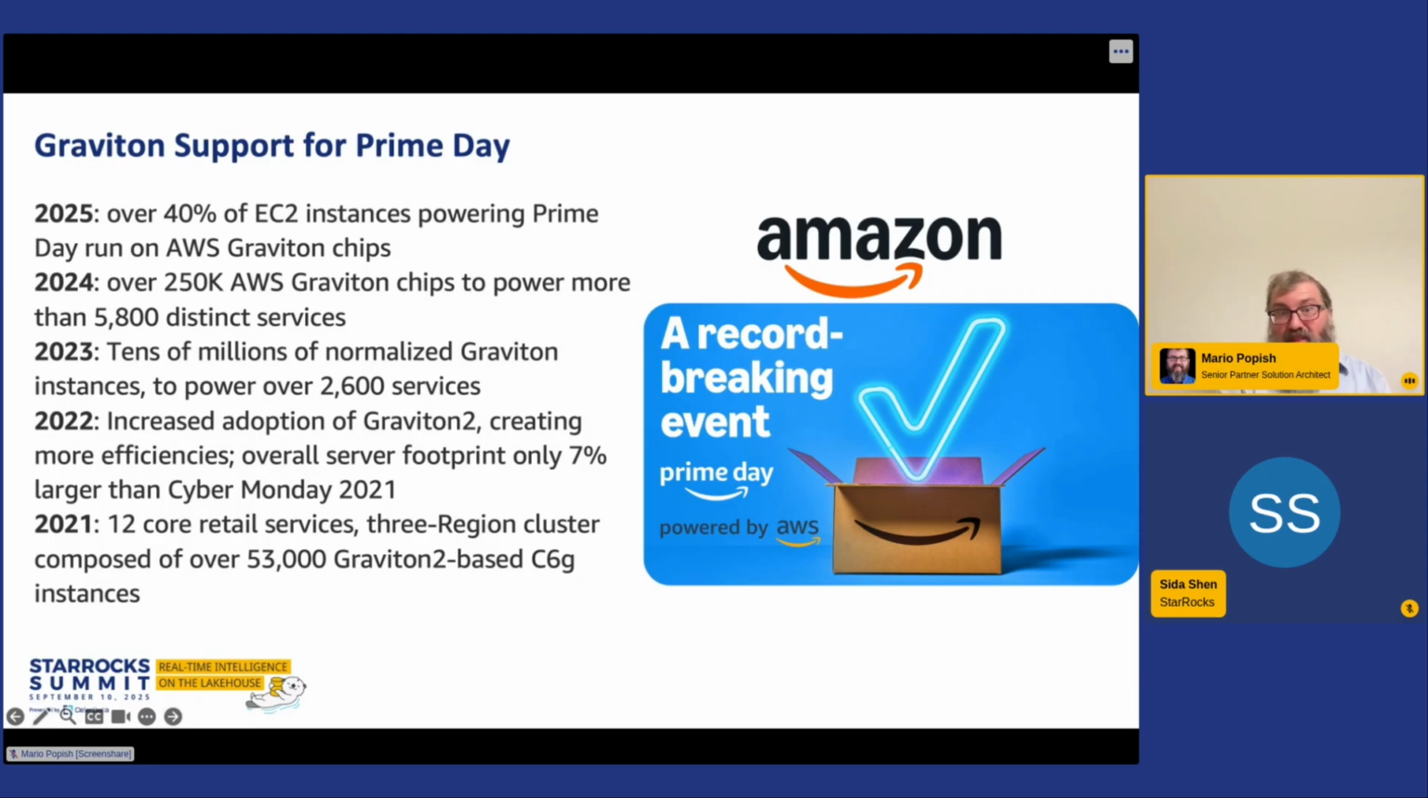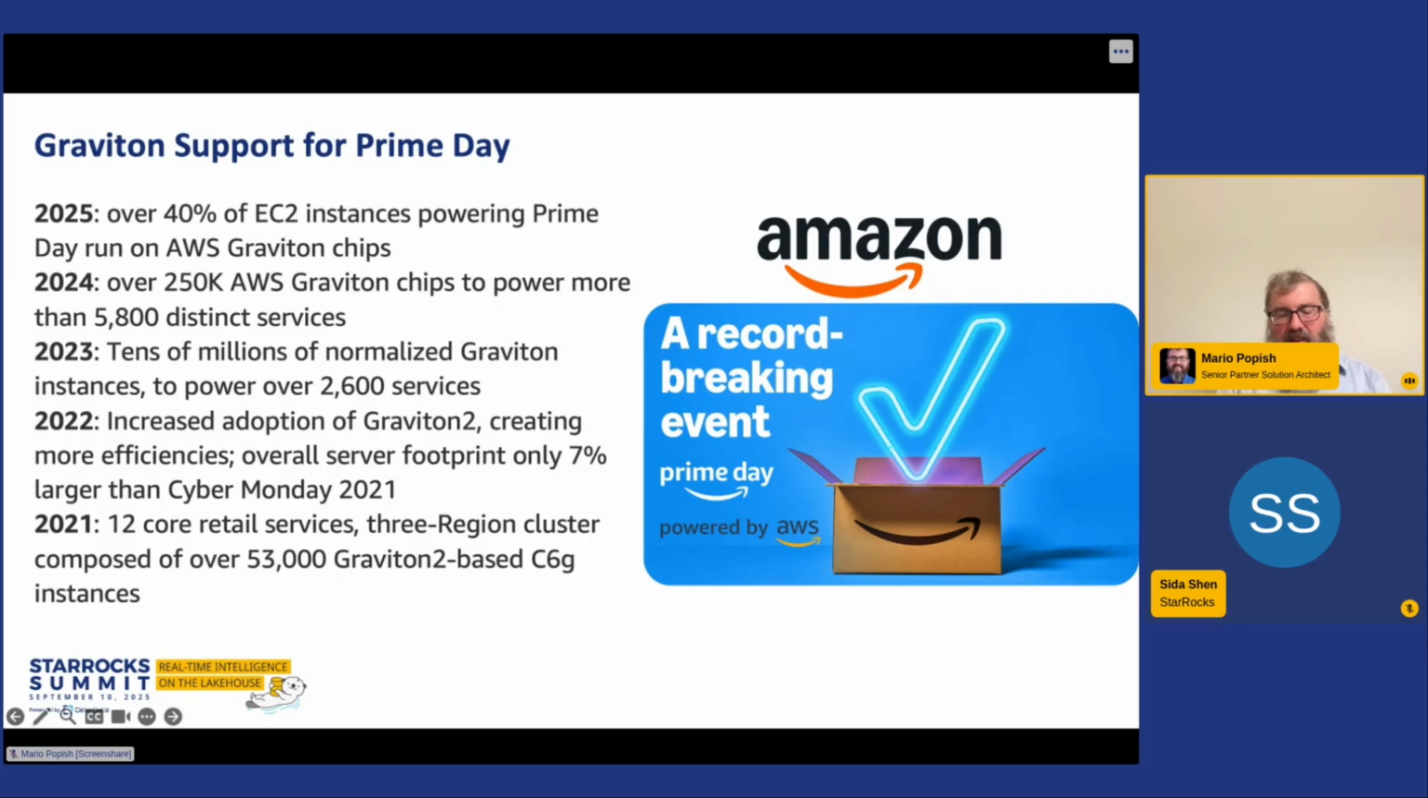2023, we're using tens of millions of normalized instance hours, really adopting that Graviton 2-based instances and running, like Amazon's powered by so many different services. The 2600 here is kind of meaningless until you look at it in terms of 2024, when we doubled the number of distinct Amazon services that were being served by Graviton instances. And that really allowed us to continue to double down. In 2024, over 250,000 AWS Graviton chips to power more than 5,800 distinct services.